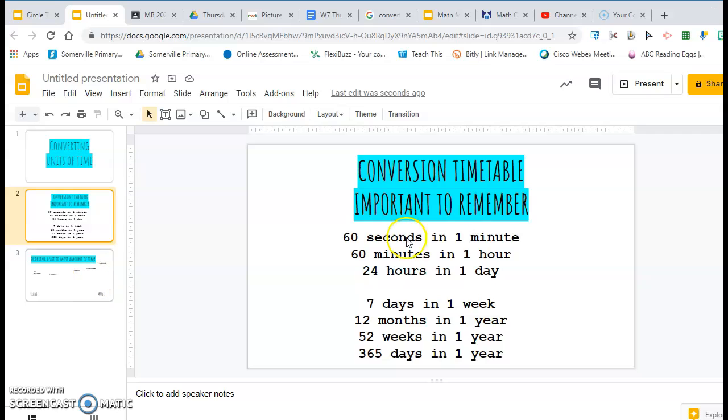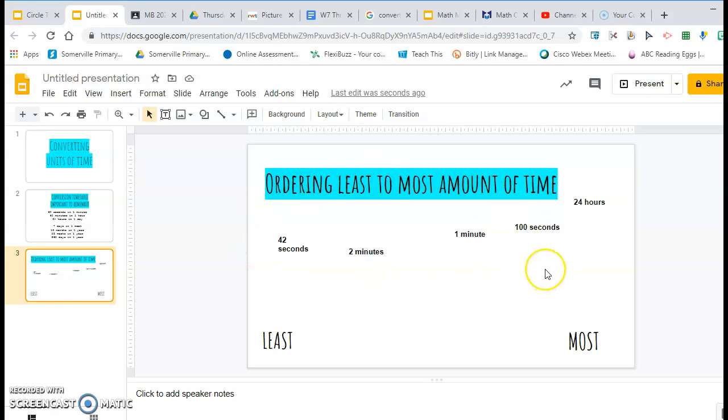Alright, so now that we've had a look at our conversion timetable, our chart, we're going to go through this question. Now, this question is one of your questions in the flow of the day, so you'll be able to work along with me in this one. I just wanted to give you a quick example of how to solve these types of questions. So we're looking at ordering least to most amount of time. We've got our different durations of time, and we're going to order them from least to most.